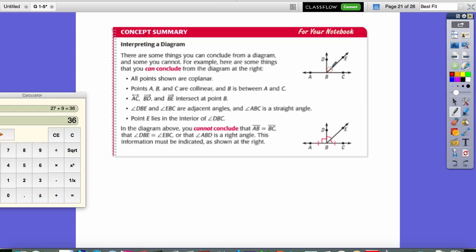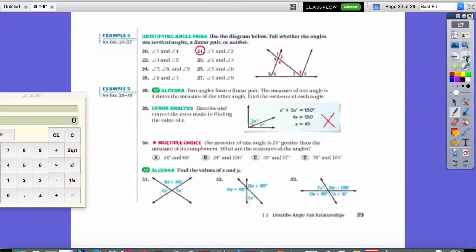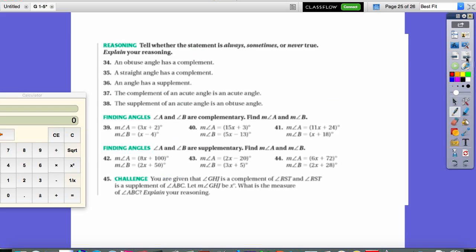You cannot conclude that AB is congruent to BC. If it's not marked, even though they look like they're congruent, you can't conclude that. You cannot conclude that this is an angle bisector unless they tell you. You cannot assume that there are right angles here unless the book actually marks it and points it out. So I want to make sure you're familiar with what you can interpret and what you can't. And then here are the problems for your homework for lesson 1.5.